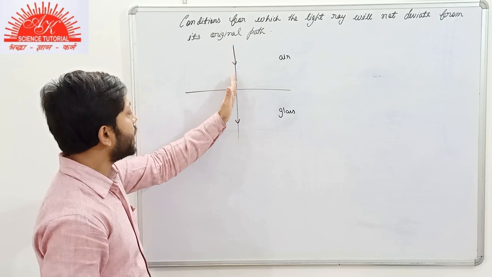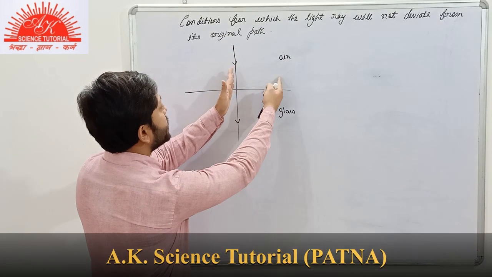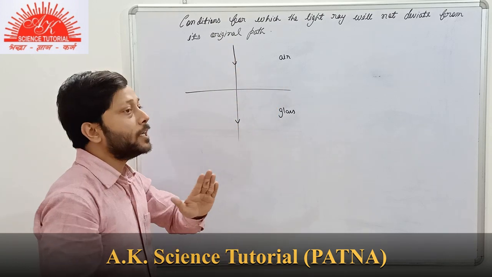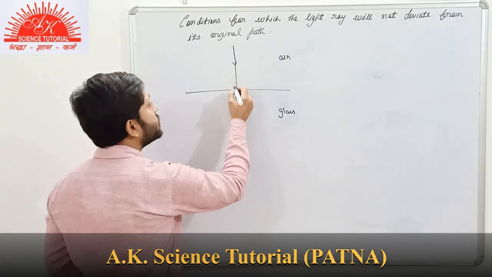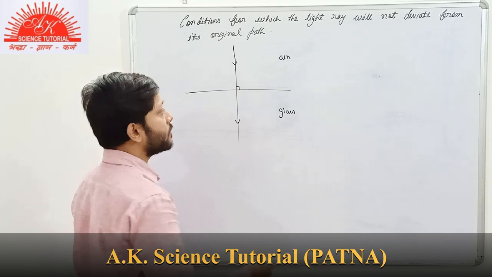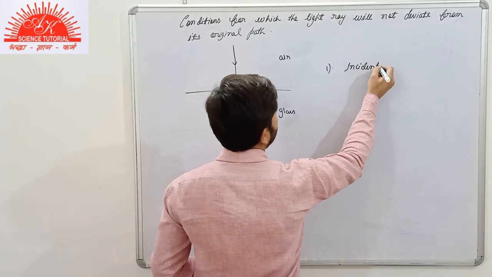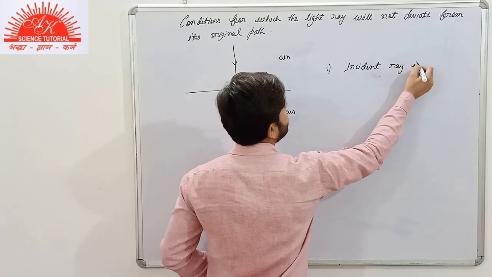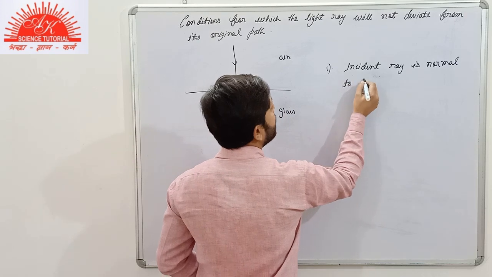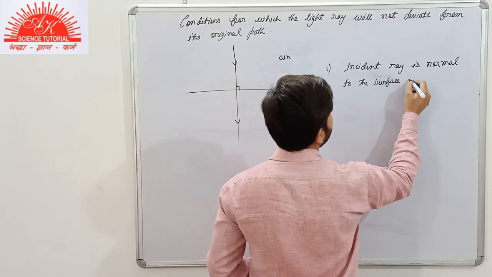This was its original path, and after it passes from one medium to another, that is from air to glass, the path of the light ray is still not changing. What was the condition? When the incident ray was normal to the surface of separation. This is the first condition: the incident ray is normal to the surface of separation. This is already known to you.